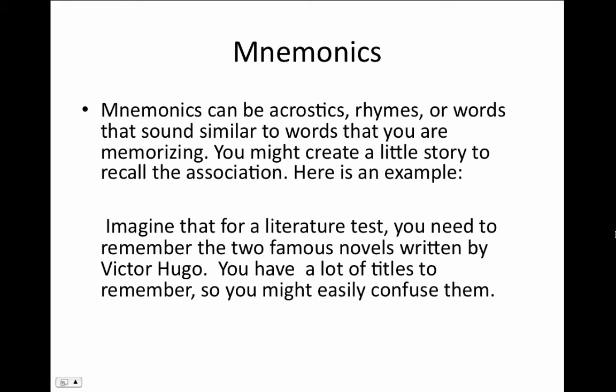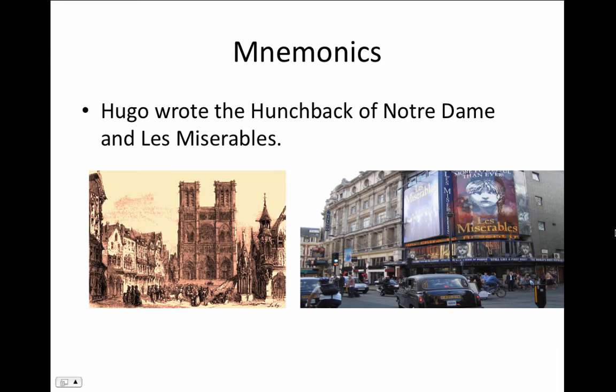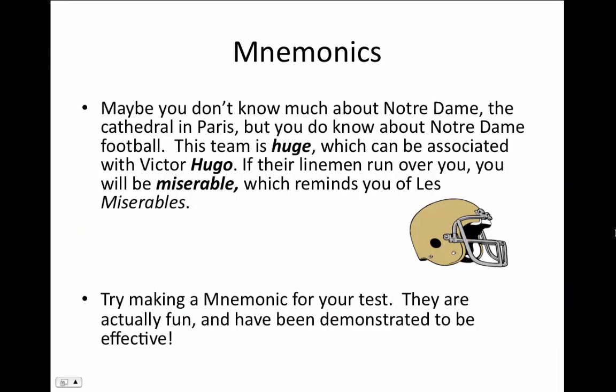Here's an example. Imagine that for a literature test, you need to remember the two famous novels written by Victor Hugo. You have a lot of titles to remember, so you might easily confuse them. Hugo wrote The Hunchback of Notre Dame and Les Miserables. Maybe you don't know much about Notre Dame, the cathedral in Paris, but you do know about Notre Dame football. This team is huge, which can be associated with Victor Hugo. If their linemen run you over, you will be miserable, which reminds you of Les Miserables. Try making a mnemonic for your test. They're actually fun and have been demonstrated to be effective.